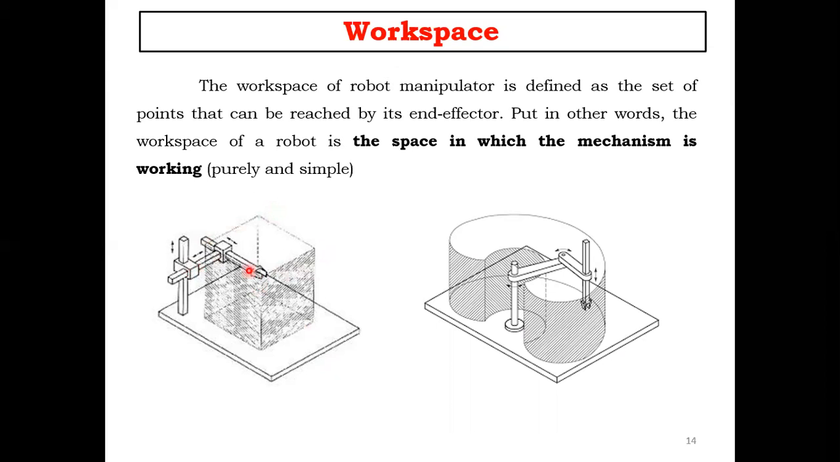Okay, that is workspace. The workspace of a robot manipulator is defined as the set of points that can be reached by its end effector. Okay, the set of points that can be reached by the end effector, that is maximum and minimum. So the workspace of the robot is the space in which the mechanism is working.